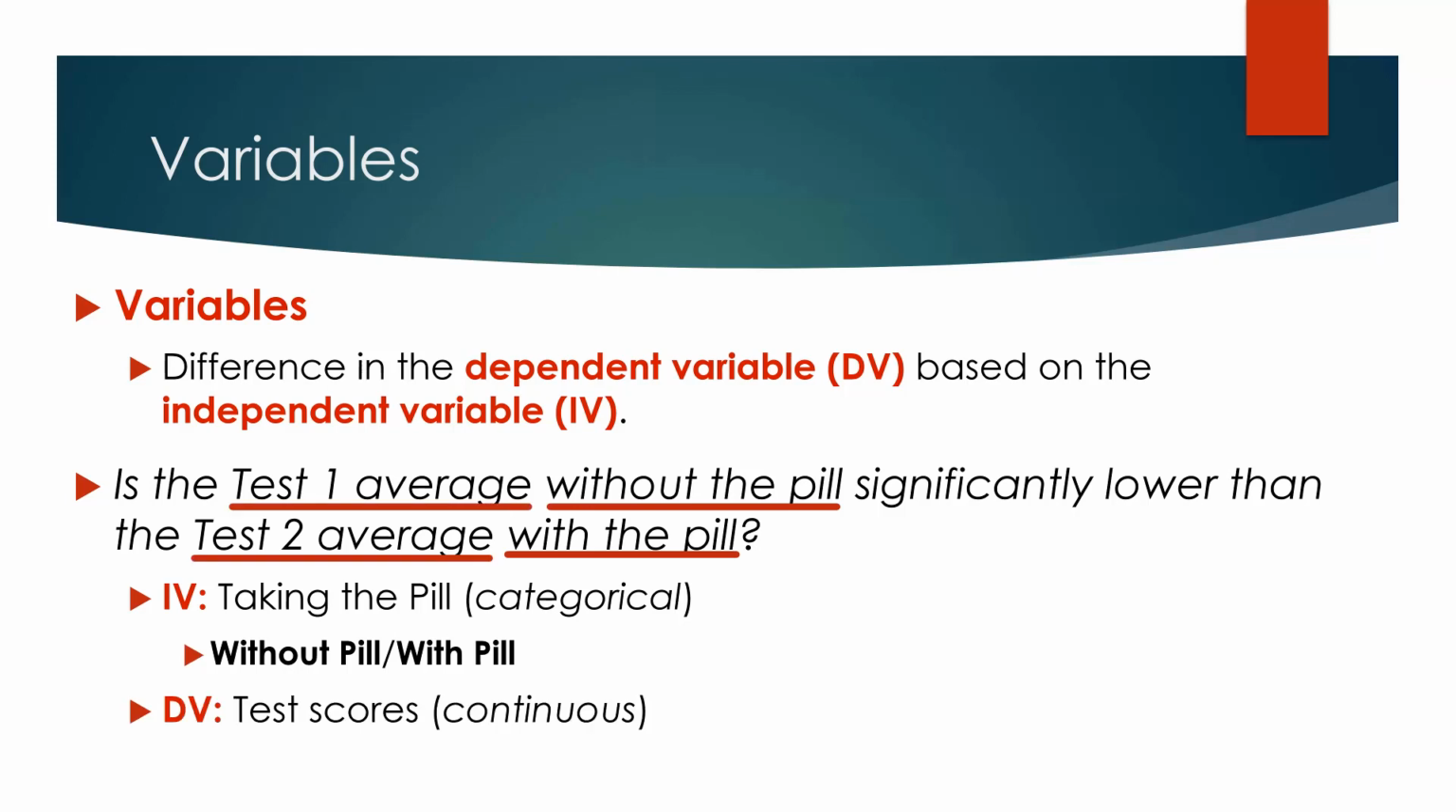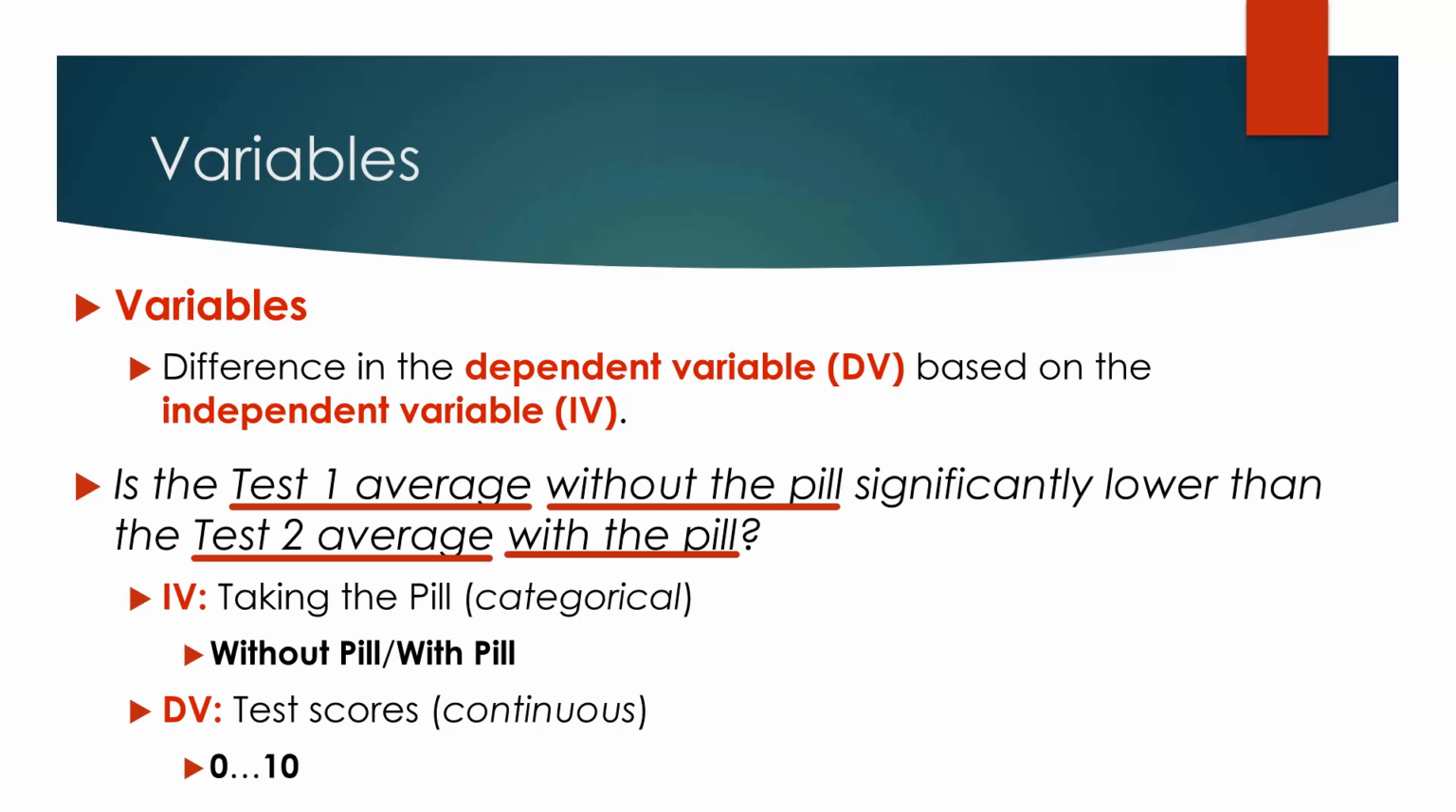Now we have test scores as our dependent variable. That's continuous because that's what we're averaging up. We are going to take an average for test 1 and an average for test 2. Okay. So our test scores is what we are measuring, what we're counting up. And let's say the test ranges from 0 to 10. That's the range of the average you could get. Okay.